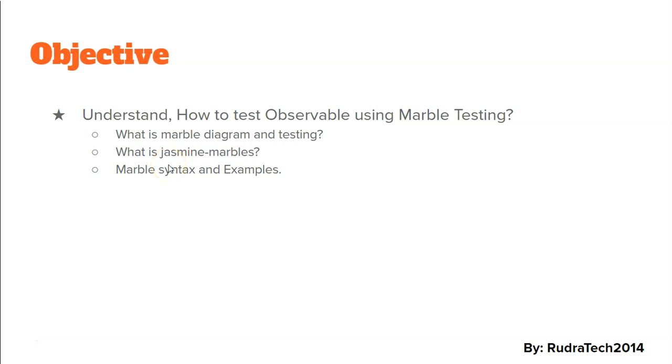We are also going to understand what marble diagrams are and how they are useful for our testing. Along with that, we are going to look at a helper utility package provided by NPM to perform marble testing, that is Jasmine Marbles. And we are going to understand the marble syntax and look at its examples.